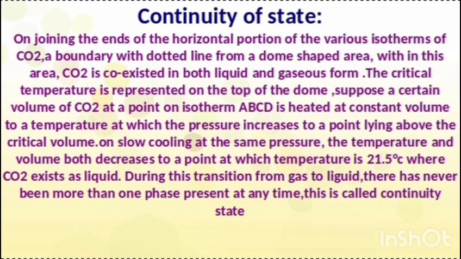Suppose a certain volume of CO2 at a point on isotherm A, B, C, D is heated at constant volume to a temperature at which the pressure increases to a point lying above the critical pressure. On slow cooling at the same pressure, the temperature and volume both decrease to a point at which the temperature is 21.5 degrees Celsius, where CO2 exists as a liquid. During this transition from gas to liquid, there has never been more than one phase present at any time. This is called continuity of state.